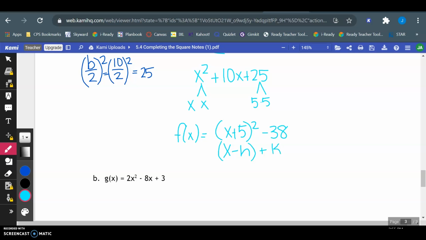And if you remember from quite some time ago, our vertex is h, k. So if we look, the formula is minus. We have a positive 5 in that spot. So that must have meant we plugged in a negative 5. So our h is negative 5, and our k here is negative 38 because it says minus 38. So the vertex, which is what they asked us to find, put it in vertex form and then find the actual vertex. So that's negative 5, negative 38.